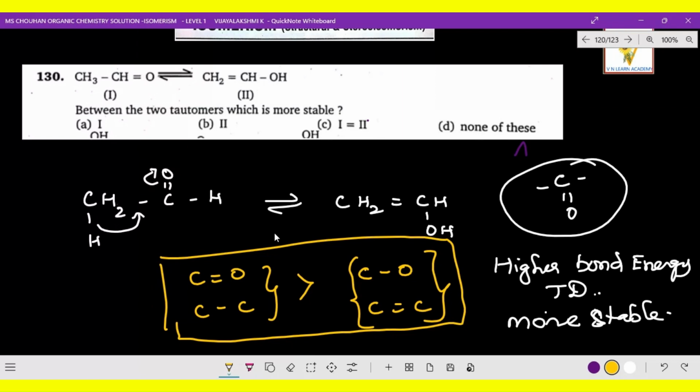Whatever we have learned from 121 to 130, these are the main points I am bringing to you to get confidence about the related questions. Even if some other question comes, you are able to solve it because you have the confidence. I hope you got confidence in all these points.